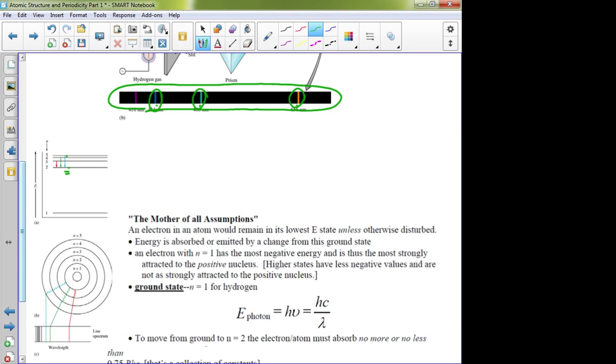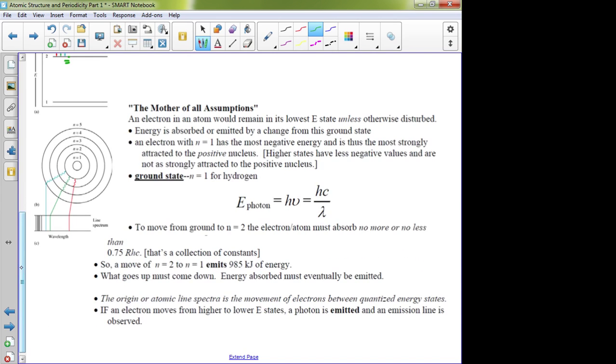Does this only happen with certain gases? It can happen with any element that you make a gas, so it has to be a gas. And that makes it easier to see. And then from 4 to 2, it was green, and then from 3 to 2 was red. You still with me?